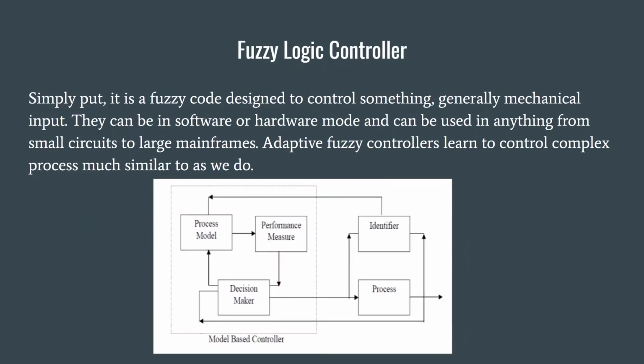Fuzzy logic controller. Simply put, it is a fuzzy code designed to control something, generally a mechanical input. They can be in software or hardware mode and can be used in anything from small circuits to large mainframes. Adaptive fuzzy controllers learn to control complex processes much like we do.